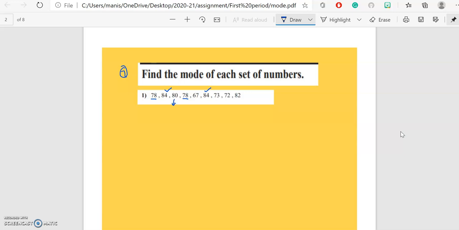80, 80 is only one time, so we don't need this number. 67, no. 73, no. 72, no. So which numbers are appearing most? The numbers which are appearing most are 78, which is coming twice, and 84, which is coming twice. So these are the modes for this set of numbers. Again, the definition of mode is the number that appears the most. In simple words, the number which is coming many times in the given set of numbers.